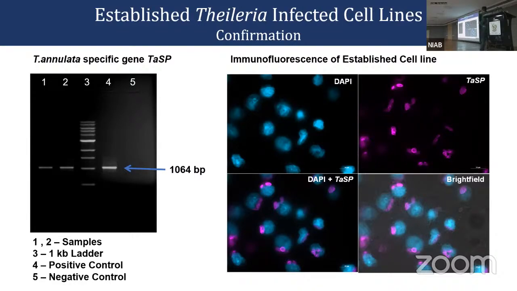So we were able to establish the Theileria infected cell lines, and this is confirmed using PCR and immunofluorescence, where we have generated antibodies to reconfirm that infection, and we were successful in establishing the cell line.